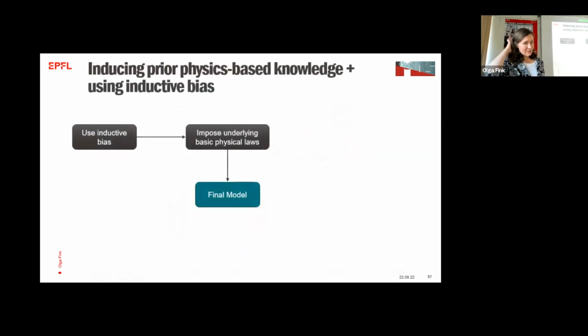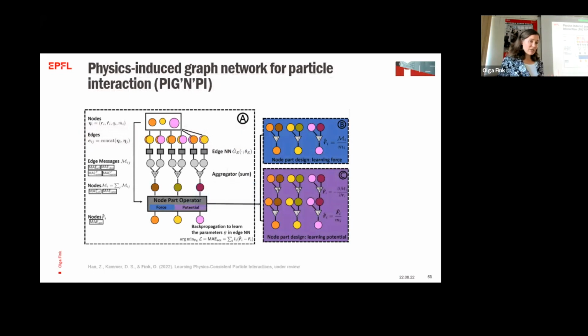The second one that I wanted to mention is really just a flashlight on the direction where we are predicting precisely the particle interaction, really at particle level. And we actually combine two parts of prior information there. On the one hand, we use the inductive bias, so the structural information of the particles, and on the other hand, we impose the underlying basic physical laws during our training, and this is how we obtain the final model here. So this is the architecture that we were using.